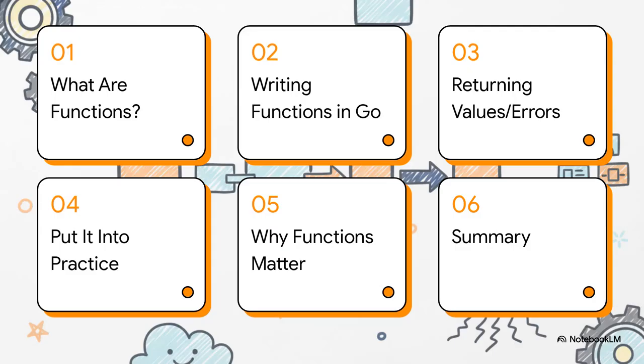So here's our game plan. We'll kick things off with the what and the why. Then we'll get our hands dirty with Go's syntax. After that, we're covering how to return values and how Go has this really unique approach to handling errors. Then it's your turn to put it into practice with some exercises. And finally, we'll zoom out to see the big picture of why functions are so critical. You ready? Let's do this.